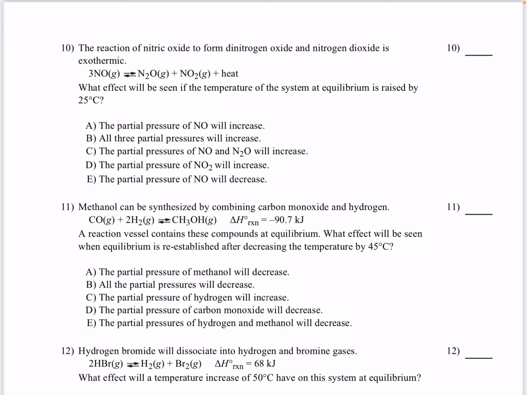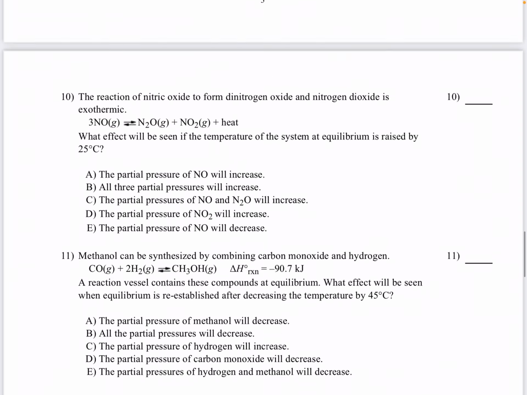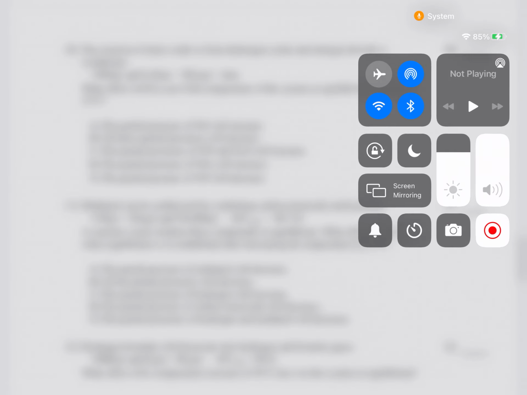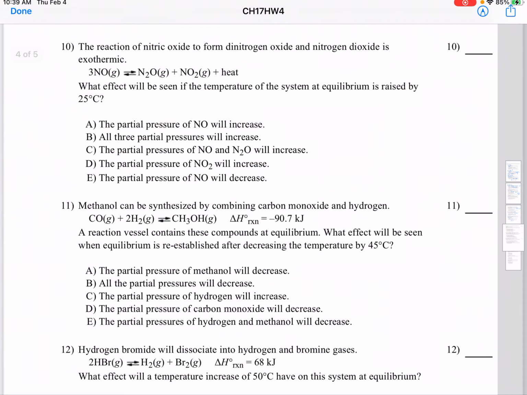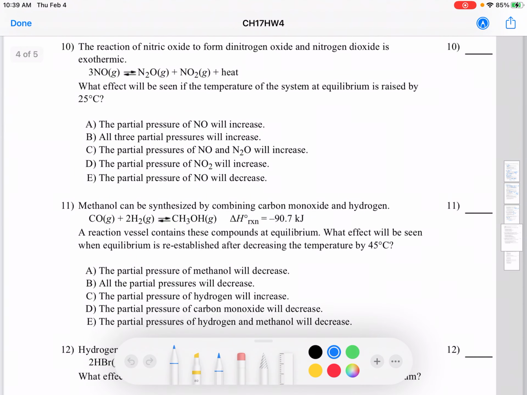The reaction of nitric acid to form dinitrogen oxide and nitrogen dioxide is exothermic. We talked about this in our lecture videos, and you know what exothermic is. Exothermic is a reaction in which you generate heat, and we talked about how heat can be considered a product. So that's why in an exothermic reaction, heat is a product.